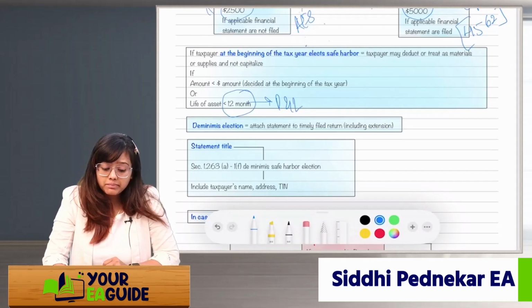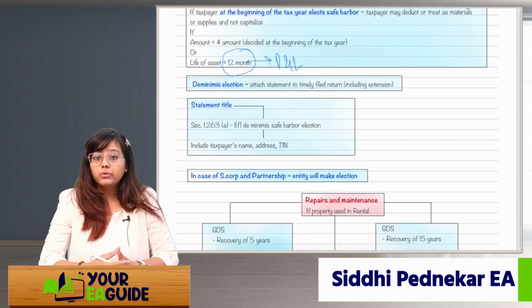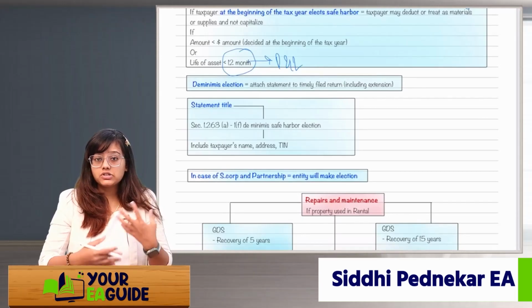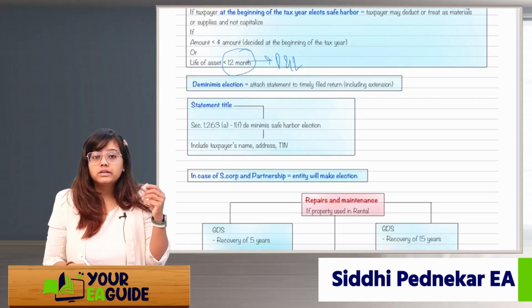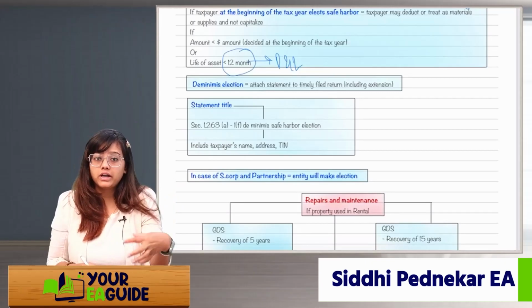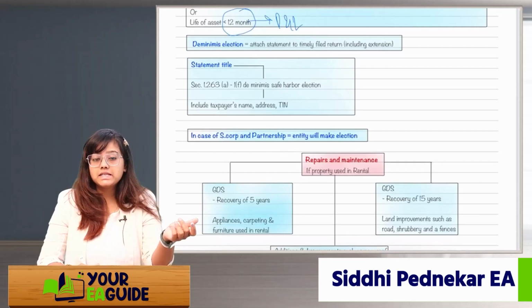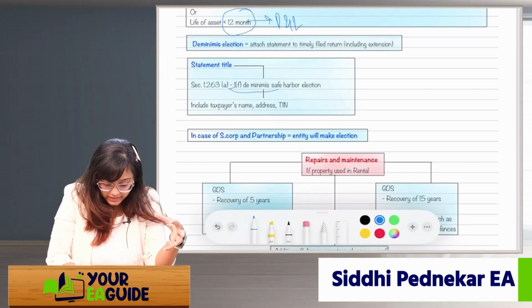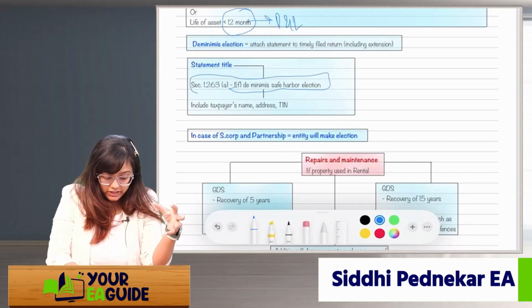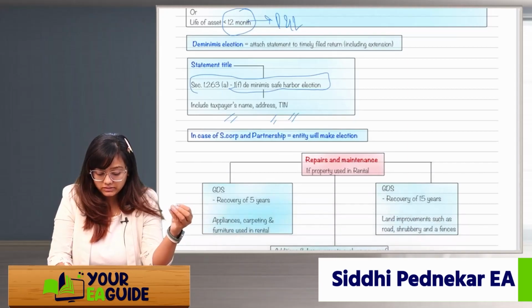In case of de minimis election, you just have to make sure you attach the statement to a timely filed return. Each return, if you're claiming a de minimis election, there is one option to elect it. If you're doing this, you'll have to attach a statement along with your return. The statement title in the return is simply Section 1.263(a)-1(f) de minimis safe harbor election, and you will include the taxpayer's name, address, and TIN, if any, or SSN.